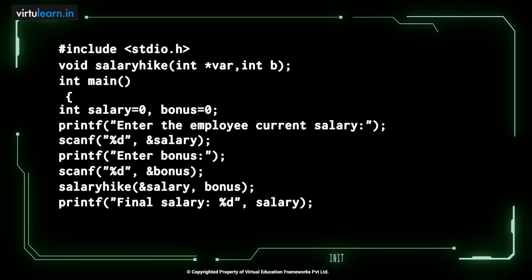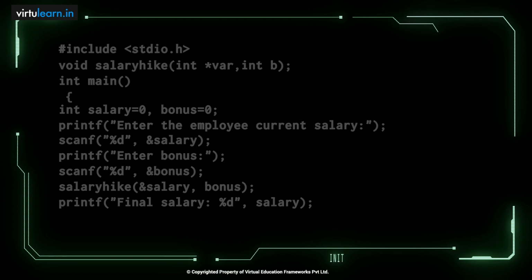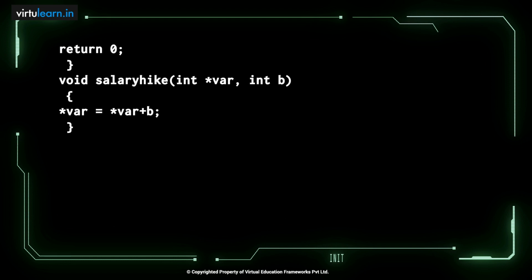Now we are going to call the function called salary_hike. Here in salary_hike we have int *var, comma, int b. So *var = *var + b. Now we are going to add it, and then we need to return this value back to the function.